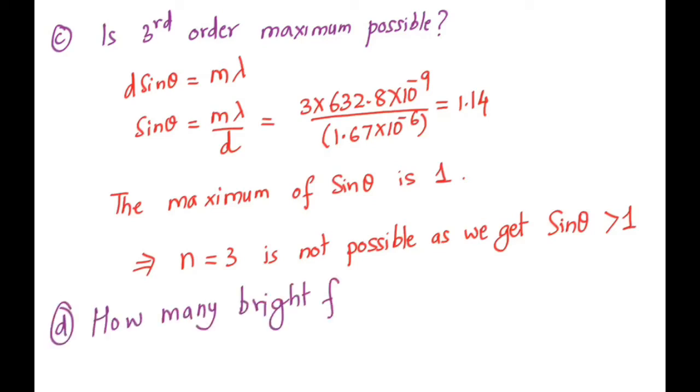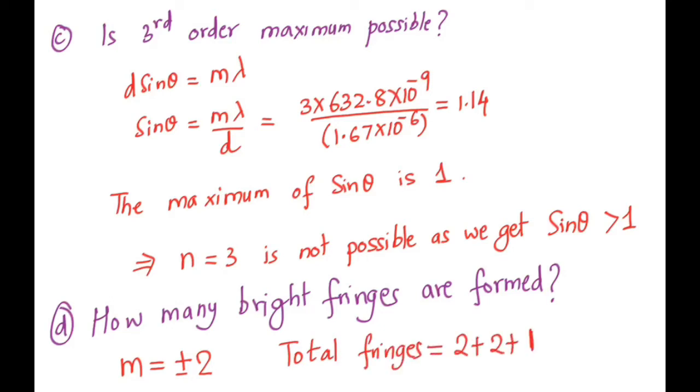Next question, part D, was asking how many bright fringes are formed. That means how many total bright fringes we can get with this particular diffraction grating and this particular wavelength of light. Because m equal to 3 is not possible, the maximum order we can get is 2. So plus minus 2: 2 above, 2 below and 1 in the center, and we get that as 5. So the total bright fringes which can be formed is 5.